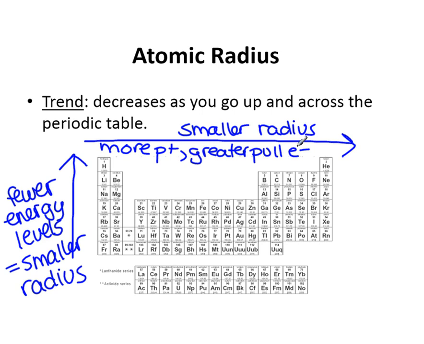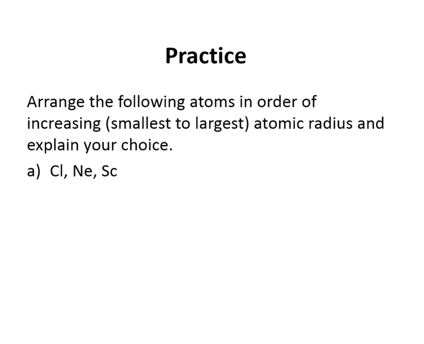So let's try and put this in context with a couple of different atoms. If you want to understand this better, we're going to use Bohr-Rutherford diagrams. So if you need to review that before we do this part of the lesson, that might be something you want to think about going forward. All right, so this question says, arrange the following atoms in order of increasing atomic radius. Increasing means we're going to rank them from smallest to largest, and we're going to try and explain our choice. So we have chlorine, neon, and scandium.